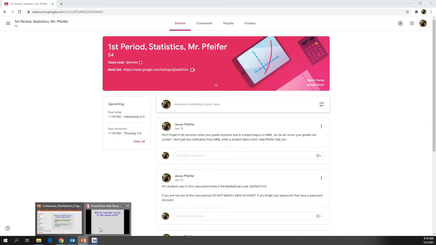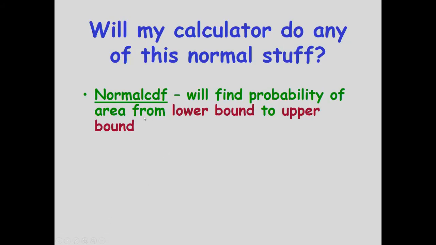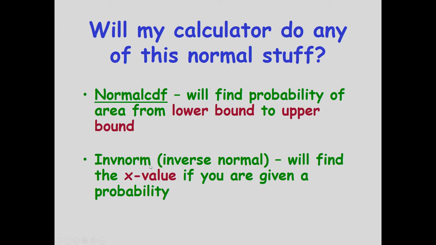All right. So what we're going to be using today in our calculators are the normal CDF function, which finds probability, and the inverse norm function, which takes probability and finds an x value. So these are the two things we'll be doing. Normal CDF finds probability. Inverse norm takes in probability and spits out the value that gives you that probability.